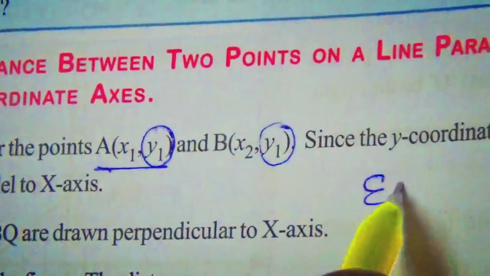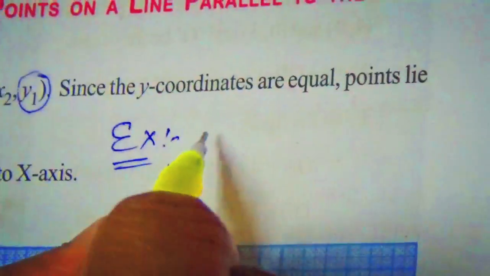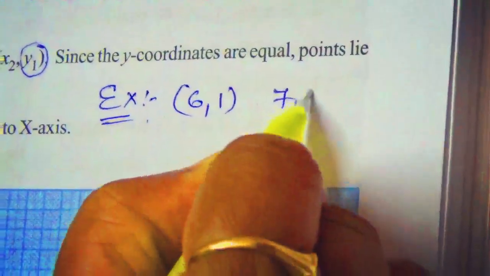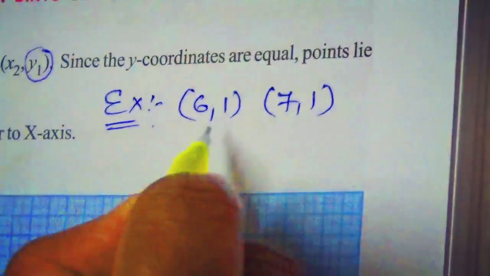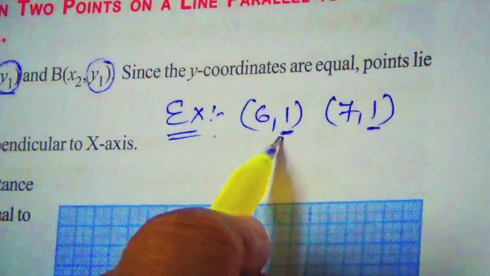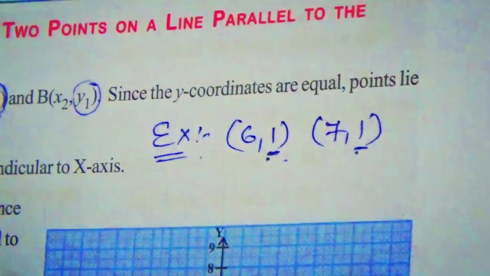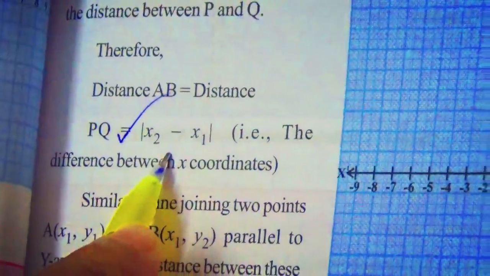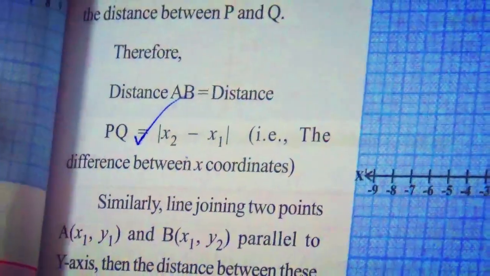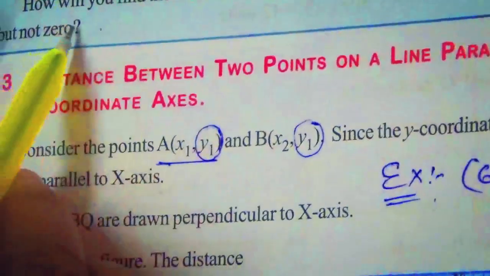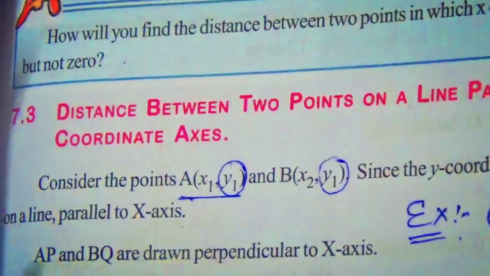Suppose, as an example, the 2 points are (6, 1) and (7, 1). Here the y coordinates are the same. If the y coordinates are the same, then the formula is x2 minus x1. Just write this down. For this, the solution is here.